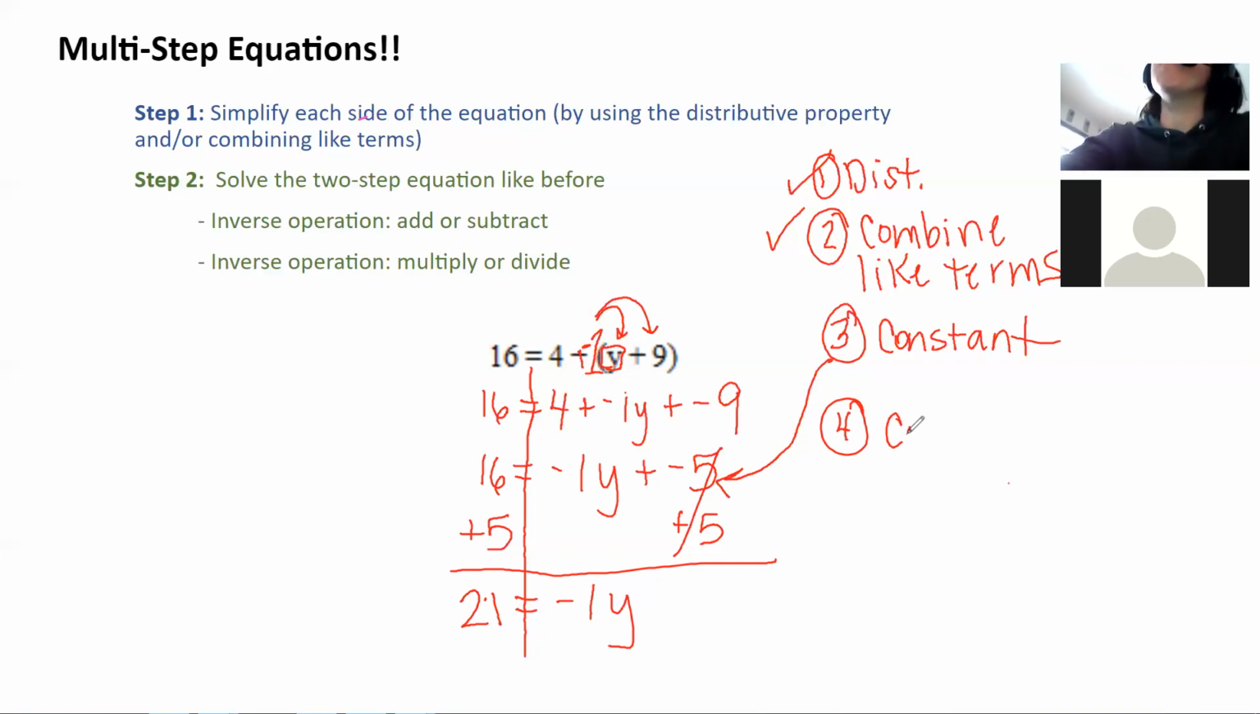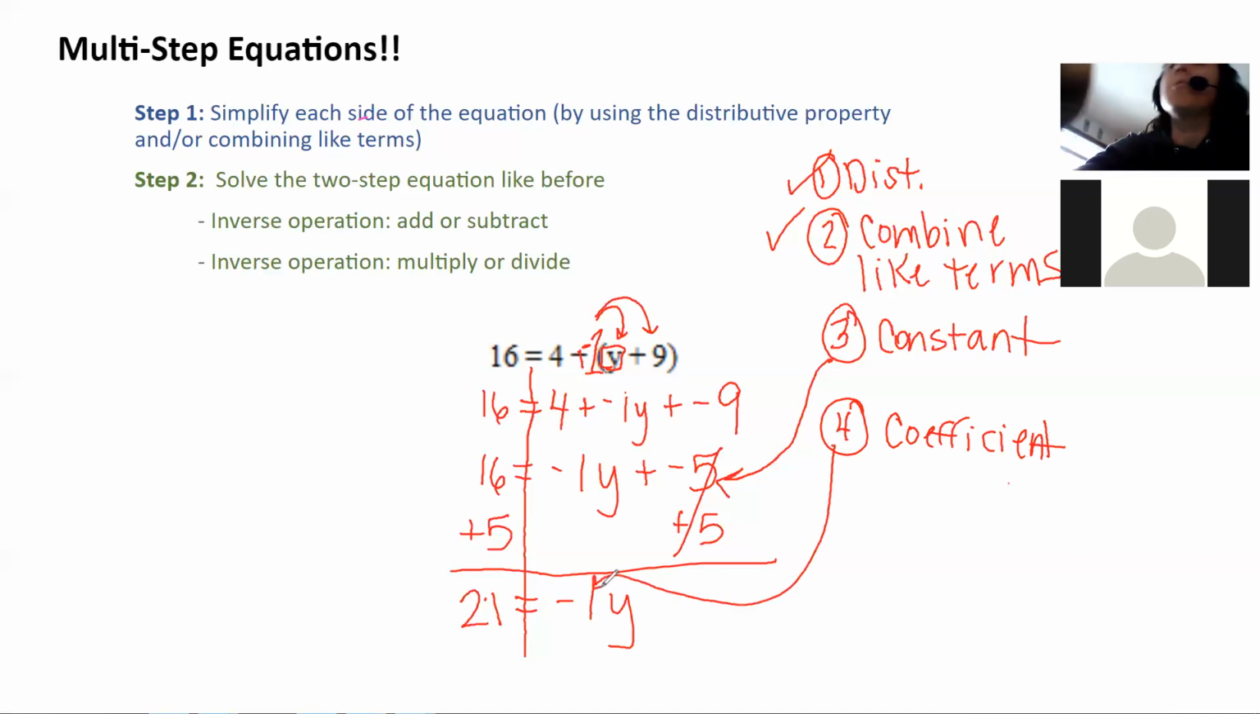Okay, so now we're going to get rid of the coefficient. No problem. Coefficient. So what number is the coefficient in this equation down there? -1. Yeah, that's my coefficient. So I'm going to get rid of that by dividing, right? Anytime you see a number right next to the variable like that, you have to divide to solve it. We're going to divide by -1. So we get an answer of -21 equals y.